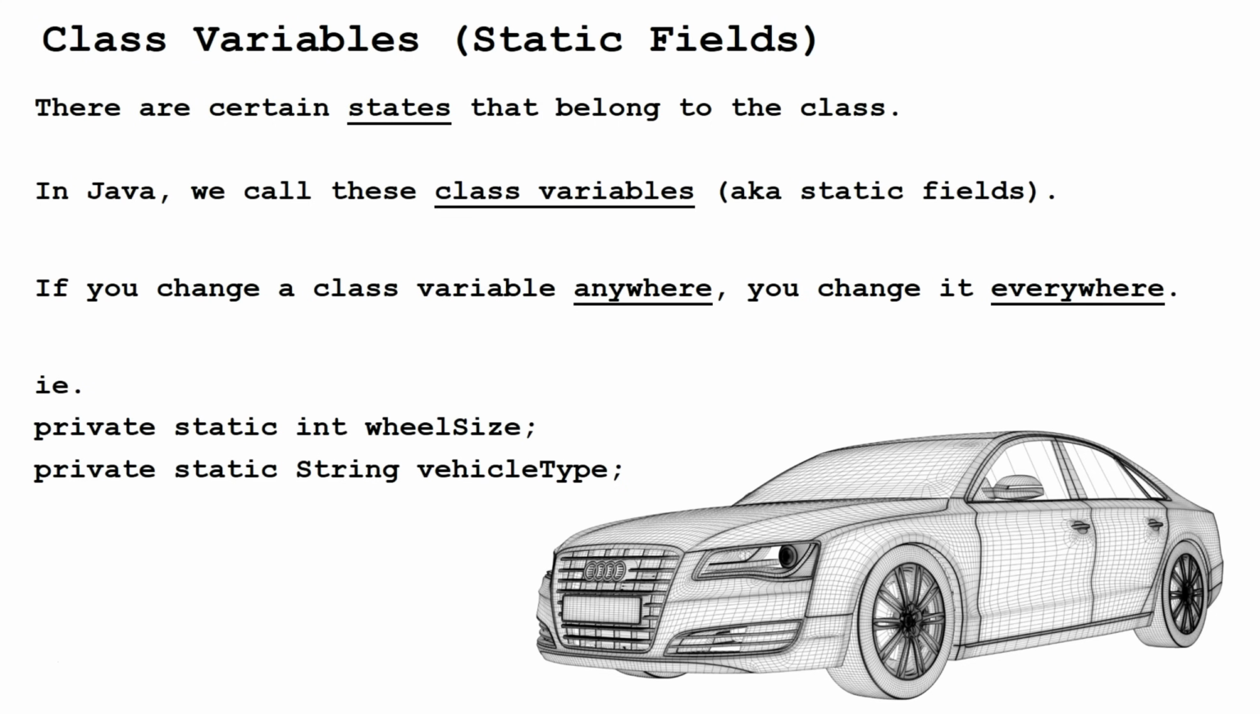All right, so let's talk about class variables. Now these are static fields, and these are states that belong to the class. In Java, we call these class variables or sometimes static fields. Understand, if you change a class variable anywhere, you change it everywhere. So if we change the wheel size anywhere in any instance or the class itself, it'll change all instances. Since the wheel size belongs to the class, it changes everywhere. Same thing with vehicle type. We change it in one place, it gets changed everywhere.